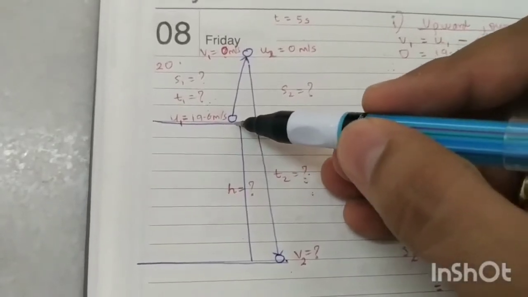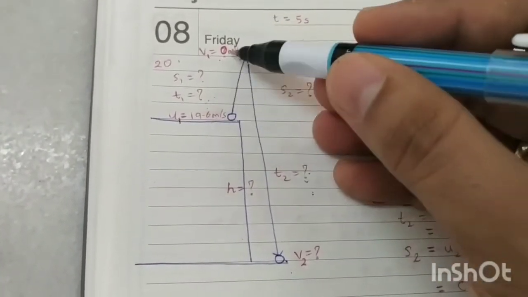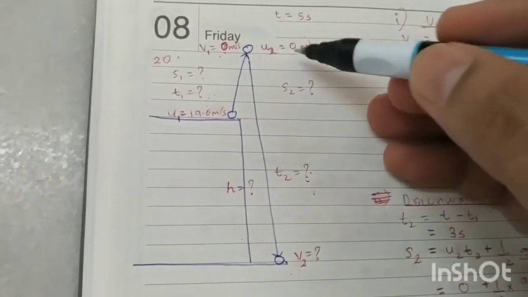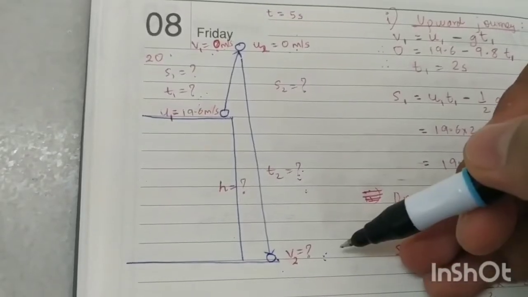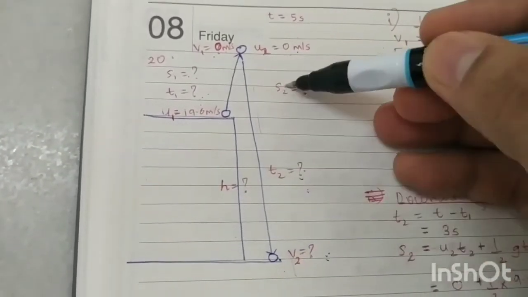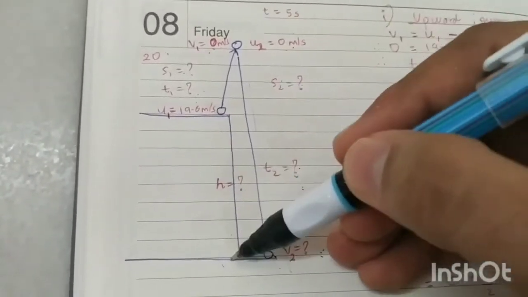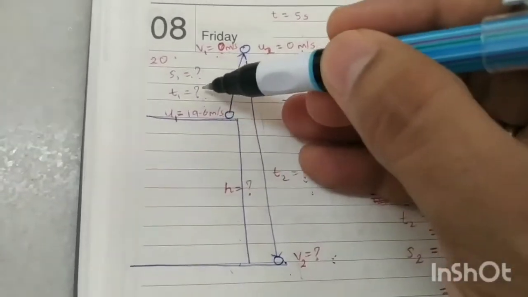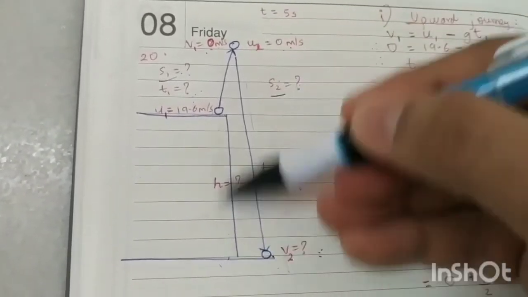It is given that initial velocity u1 is 19.6, final velocity we don't know for the upward journey. And for downward journey, we know the initial velocity is always 0, but again the final velocity we don't know. The distance traveled here, s1, unknown, and the distance traveled here, s2 is unknown. And finally what is asked is, what is the height of the tower, which will be actually s2 minus s1, isn't it? s2 minus s1 will give me the height of the tower.